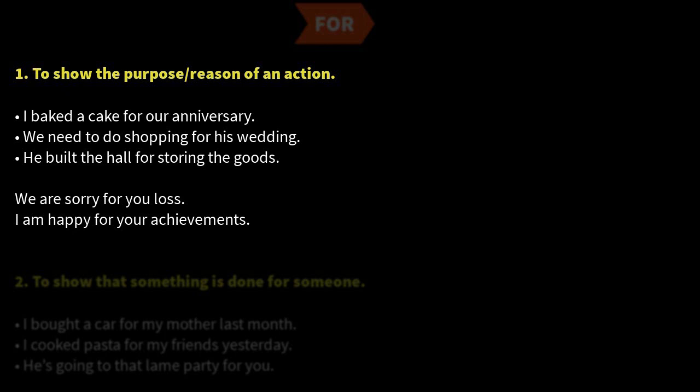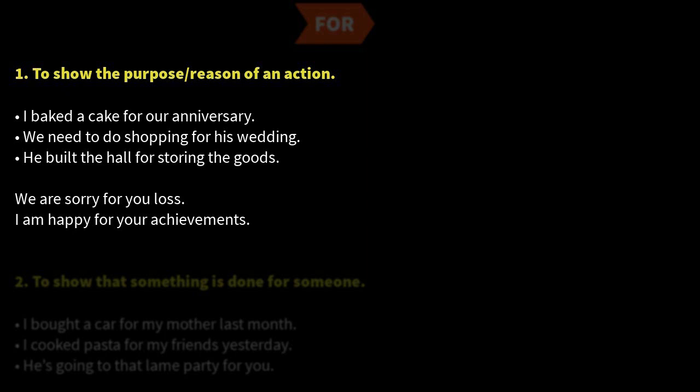I baked a cake for our anniversary. I baked a cake. Why did I do it? For, now the purpose is gonna come, our anniversary. We need to do shopping for his wedding. We need to do shopping for his wedding, talking about the purpose of this action. Why do we have to do shopping? For his wedding. Simple, for is introducing the reason, the purpose why an action takes place.